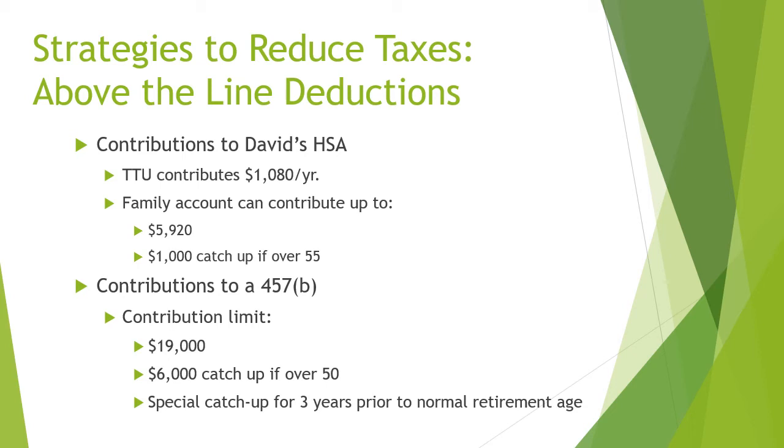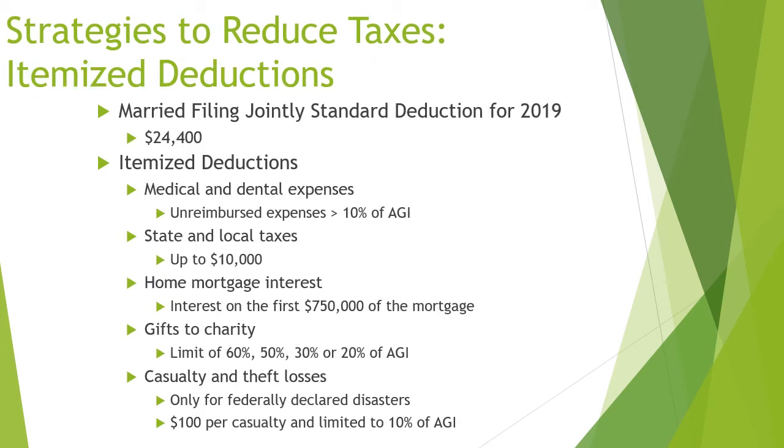Now that we have covered our recommendation on the above-the-line deductions, let's move on to the below-the-line deductions, which are also known as itemized deductions. For 2019, the standard deduction for a couple that is married and filing jointly is $24,400. In order to qualify to itemize, your deductions must be greater than that amount. The Tax Cuts and Jobs Act of 2018 greatly increased the standard deduction and removed a number of itemized deductions that are available for individuals. Therefore, for 2019, we have listed the 5 that remain.